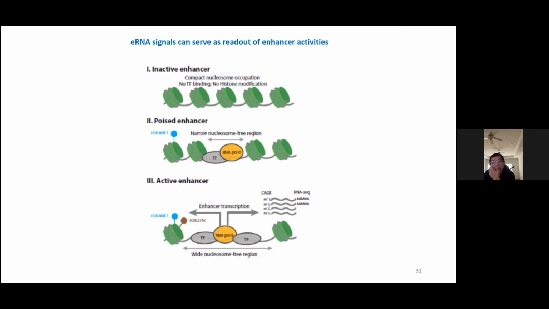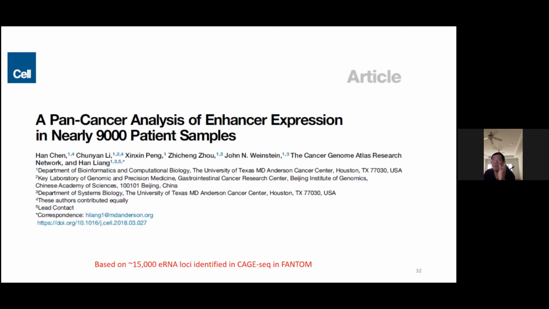But this kind of eRNA signal strongly depends on the annotation of eRNA loci. About 2 years ago, we published a paper in Cell where we did the first pan-cancer analysis for TCGA, with nearly 9,000 patients. We used the FANTOM consortium annotation, which used CAGE-seq, because CAGE-seq can generate accurate precision. But that CAGE-seq only covers 15,000 enhancer loci. Even for that small set of enhancers, we could quantify the enhancer expression level.